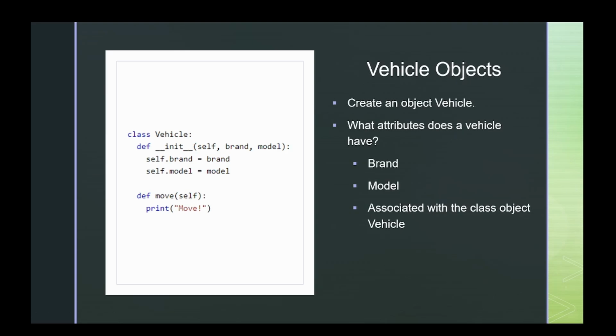Now, I've got this vehicle object, and I can create an instance of it. So what attribute does this vehicle have? Well, it has a brand and a model, and it will associate that brand and model with every class object that is a vehicle, every parent that's a vehicle, and every child that uses vehicle as well.